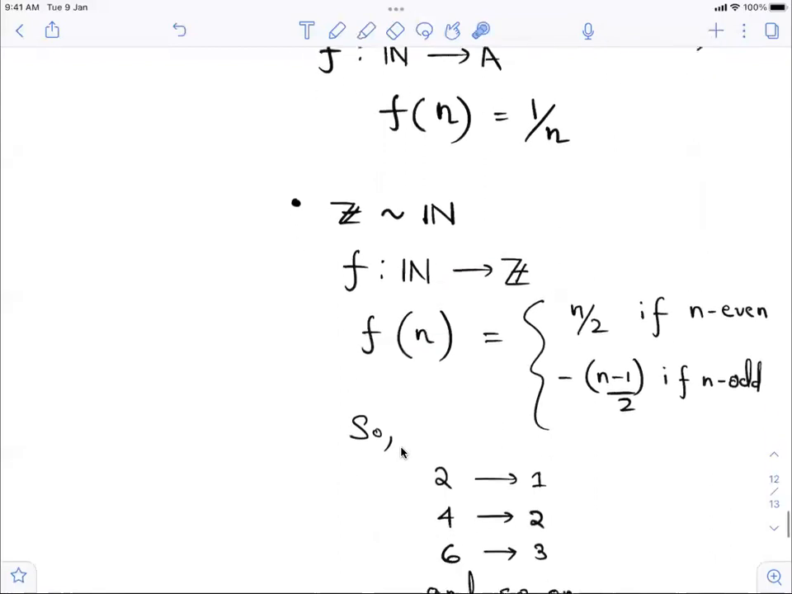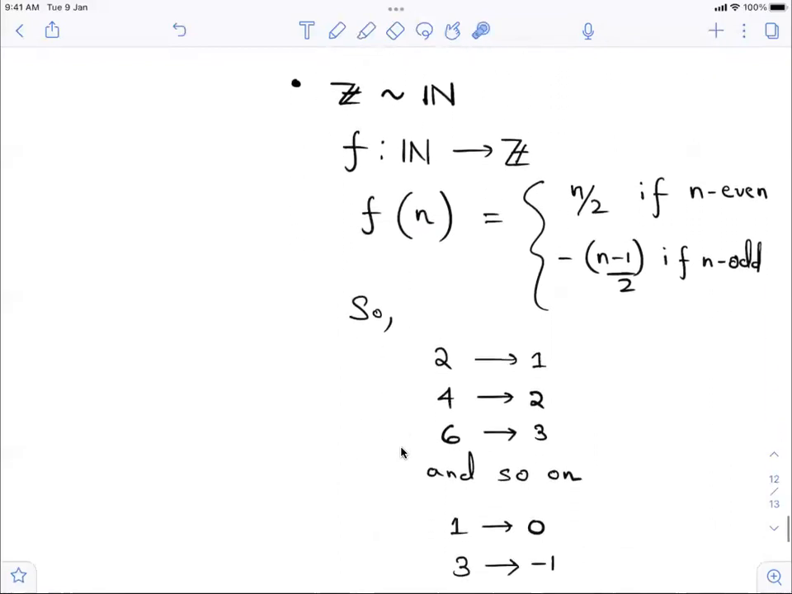So a slightly more non-trivial example, which is not obvious, is that Z is similar to N. That means you can find a bijection from N to Z. And this is slightly counterintuitive because Z has more elements than N per se, because there are both positive and negative integers. But as far as the cardinality is concerned, we'll say that Z and N have the same number of elements because I can find a bijection from N to Z. And that too as follows.